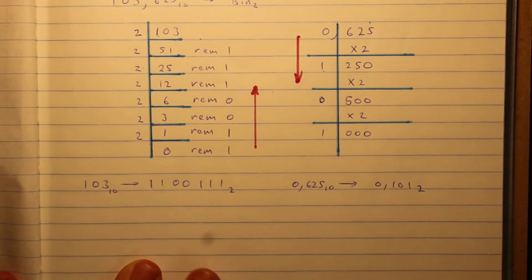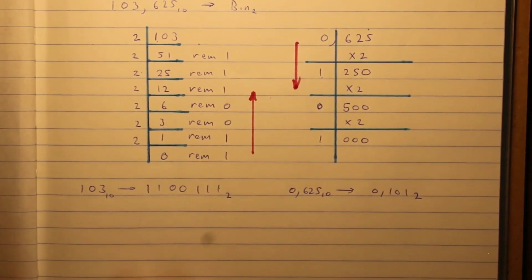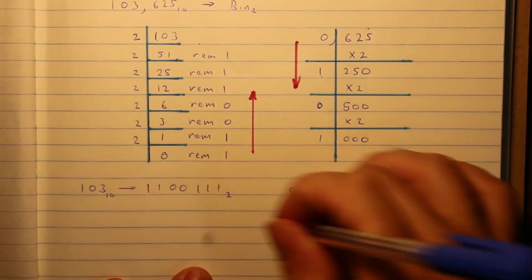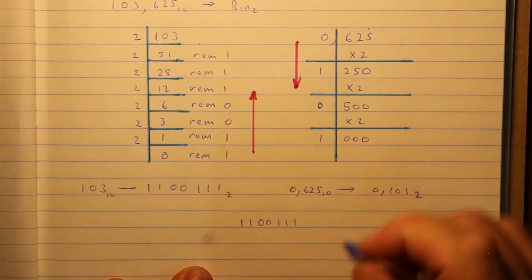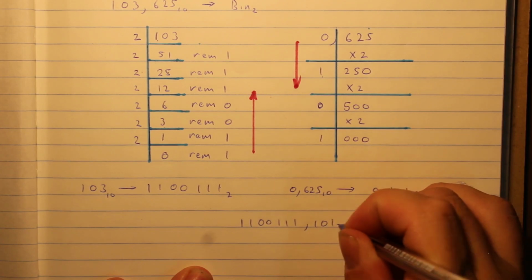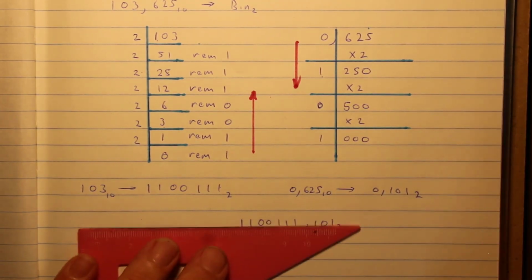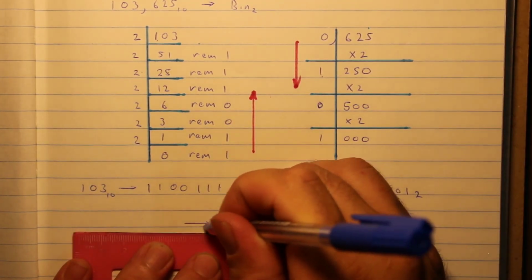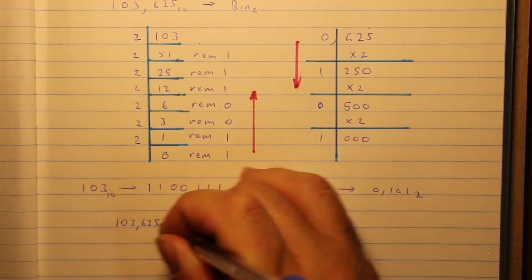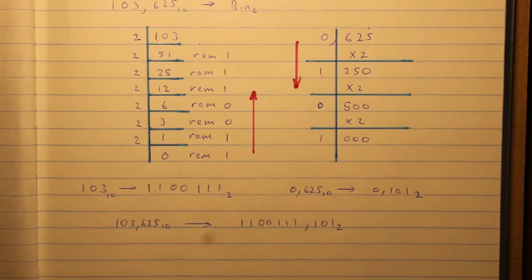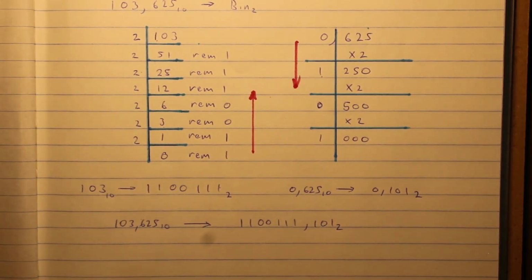Now that we have both parts of the number, we just combine them and write down 1100111.101 base 2, and that is 103.625 in base 10. So that's how we convert our decimal numbers into the binary number system.